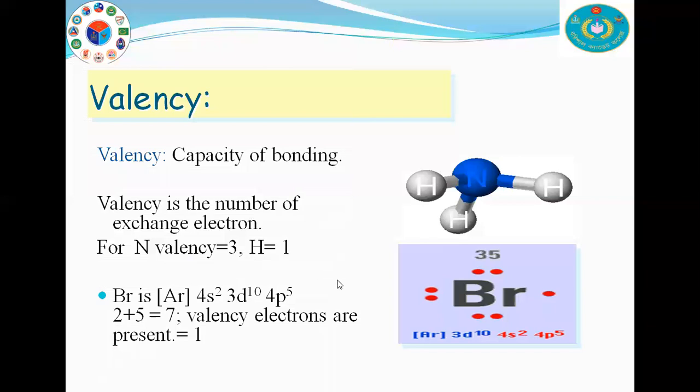In case of bromine, there are 7 electrons in the outermost energy level, 4s2, 4p5. These 7 electrons are called valence electrons, and the valency of the bromine atom is 1 because it combined with another univalent element. Suppose HBr, hydrobromic acid.